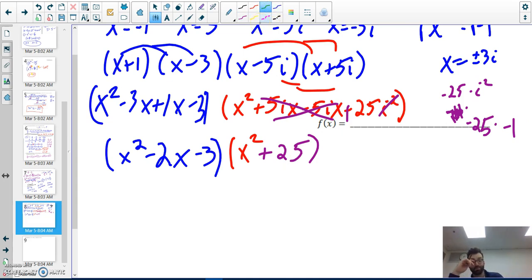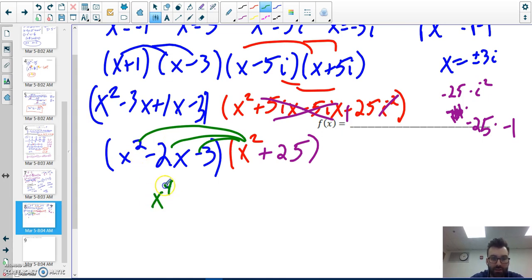Alright. Here we go. Let's do some double distributing. I have a trinomial times a binomial, which means I want everything in my trinomial to multiply to everything in my binomial. So x squared times x squared gives me x to the 4th. x squared times -2x gives me -2x cubed. x squared times -3 gives me -3x squared.